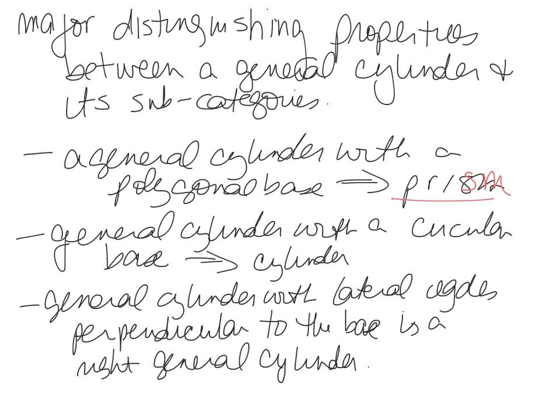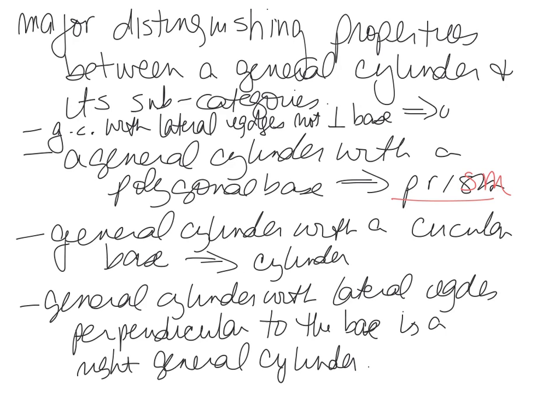Oh, I have one more. Let's see if I can squeeze it right here. A general cylinder with lateral edges not perpendicular to the base is an oblique general cylinder. Okay.